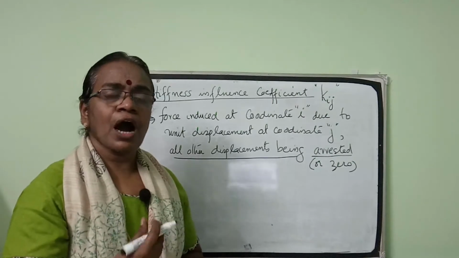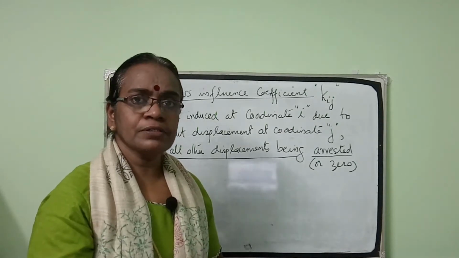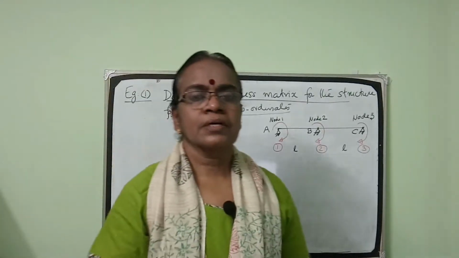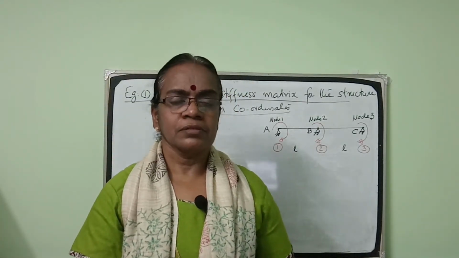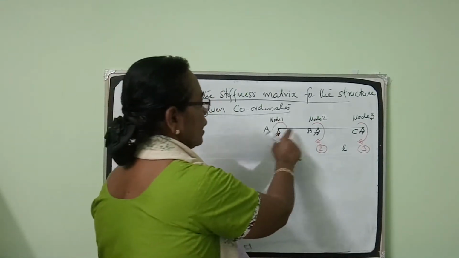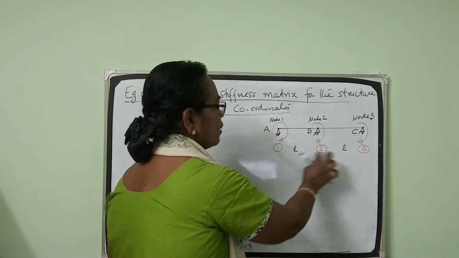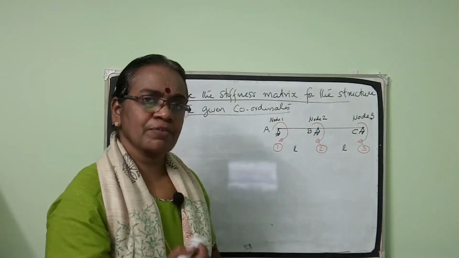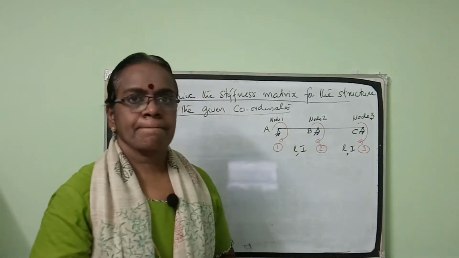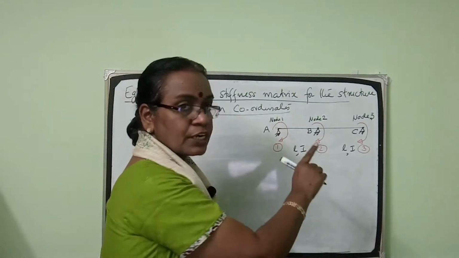Now let us see how to arrive at the stiffness matrix based on the principle of stiffness influence coefficient with a numerical example. I am going to illustrate the case of a two-span beam similar to the one which I have discussed. A beam A, B, C. Assume both the spans AB and BC, say same length L, and both are having the same moment of inertia I. Now you are given the coordinates. Coordinate 1, coordinate 2, coordinate 3.